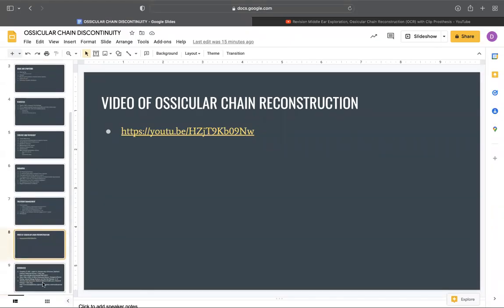Okay, so that's just a little bit of what the reconstruction surgery looks like with the prosthetic. And just to remind you guys, those things are tiny. I am mind blown that these surgeries are even possible with how extremely tiny the prosthetics and the ossicles are. And I just think it's all really cool.